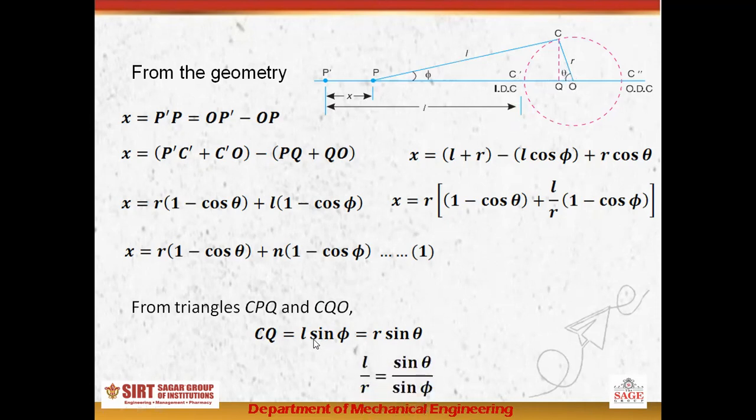Now L by R is equal to sin theta upon sin phi, and L by R is the ratio of the length of the connecting rod to the length of the crank, which is represented by a small n.